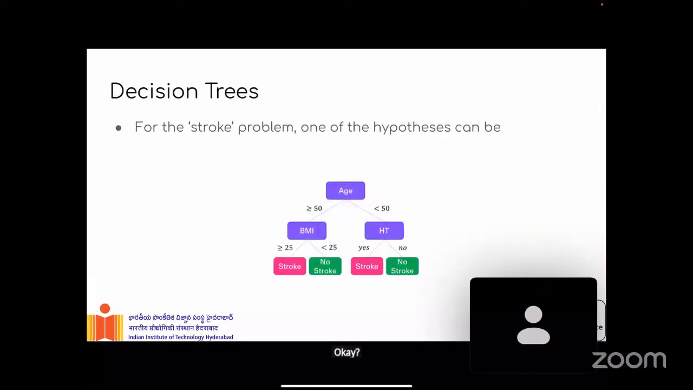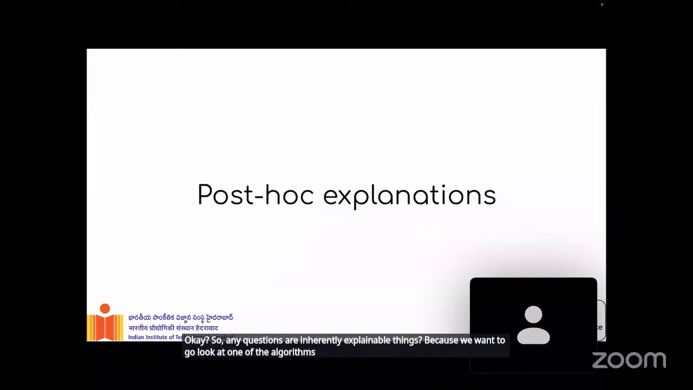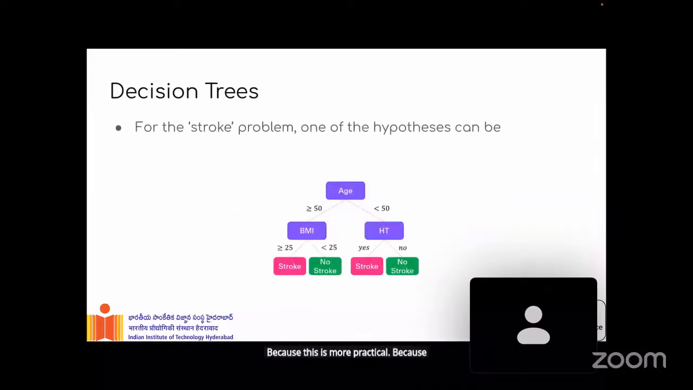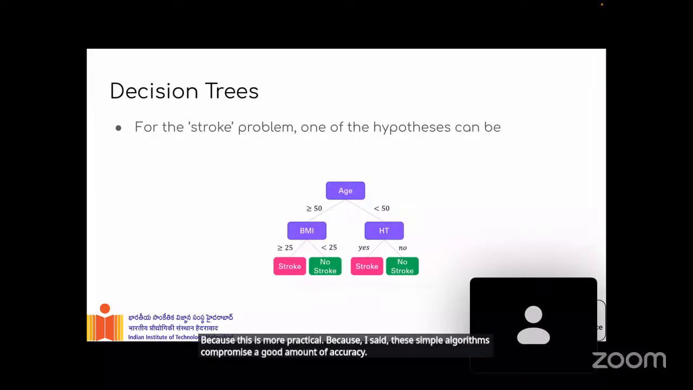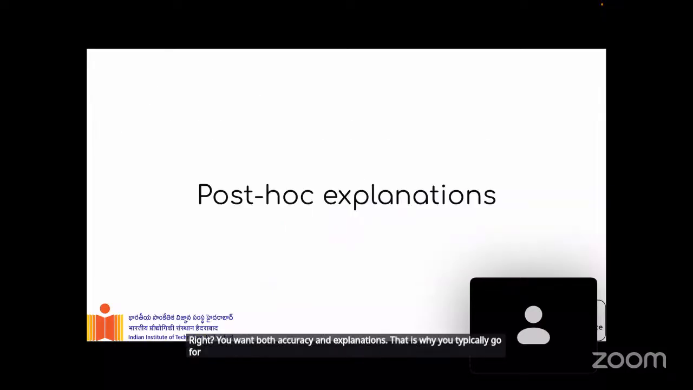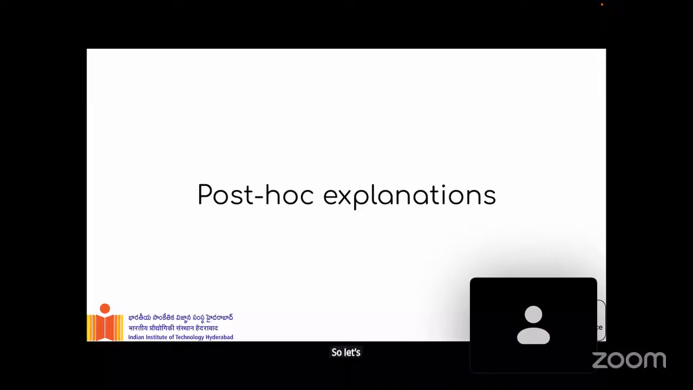Any questions on inherently explainable things? Because we want to look at one of the algorithms in the post hoc scenario, because this is more practical. As I said, these simple algorithms compromise a good amount of accuracy. In the end, even if it is explainable, if it is not accurate, you don't want to use it, right? You want both accuracy and explanations. That is why you typically go for post hoc explanations. So let's take a quick 1 minute pause. If you have any questions, please bring them on.